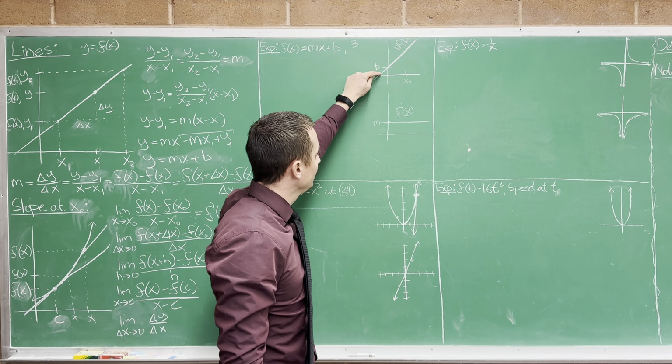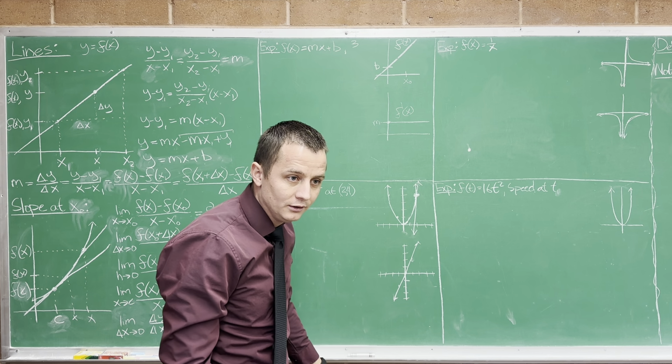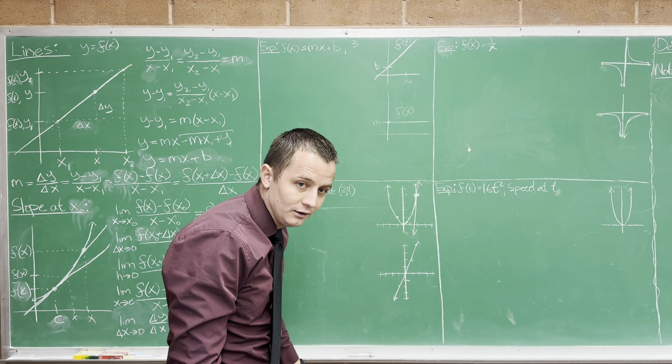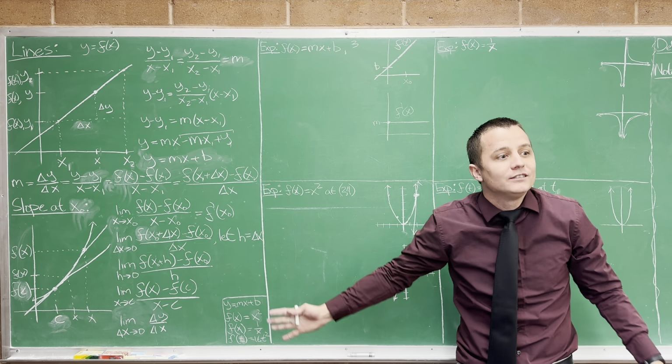What's the slope of this function at this point? M. What's the slope here? M. What's the slope here? M. You with me? Now let's actually calculate it using our definitions here and see that that's how it comes out.